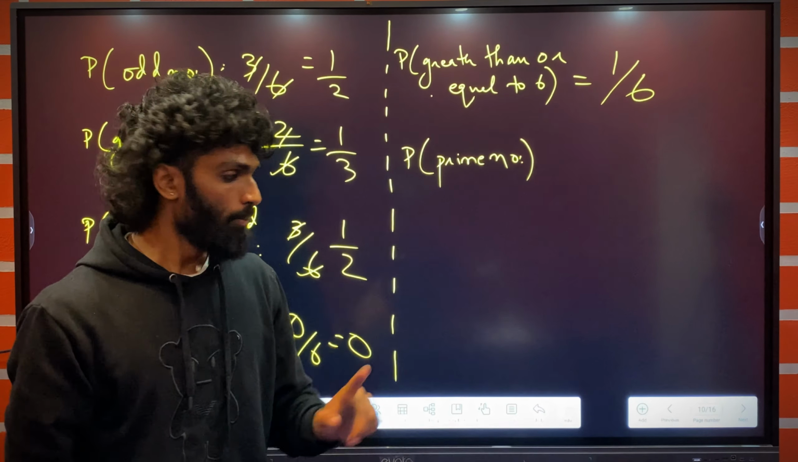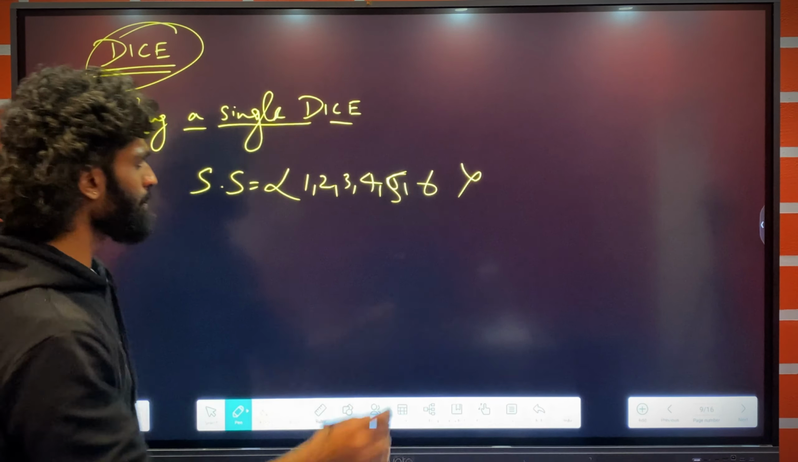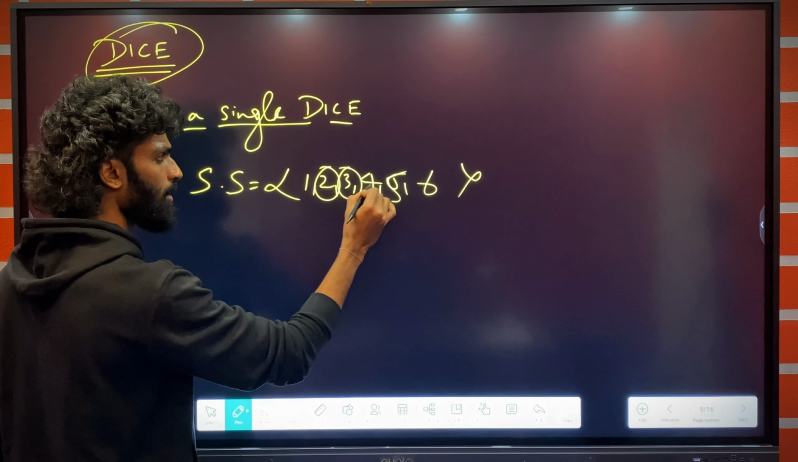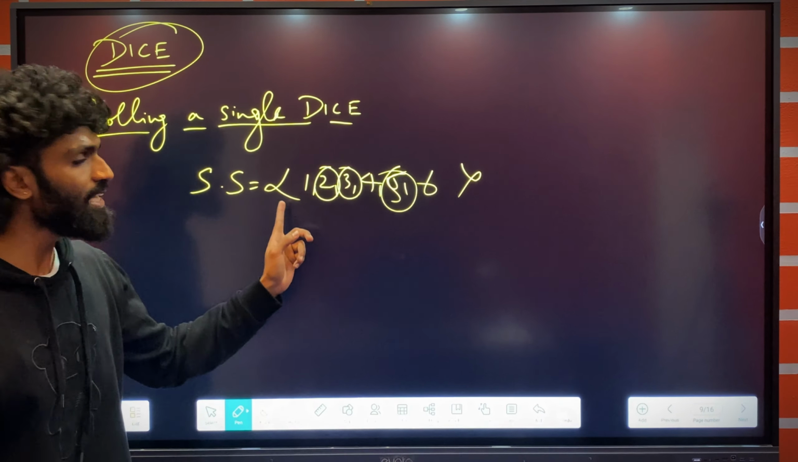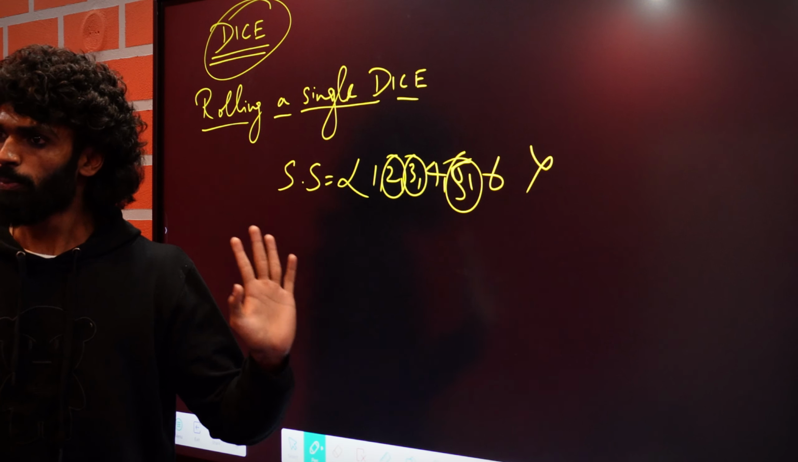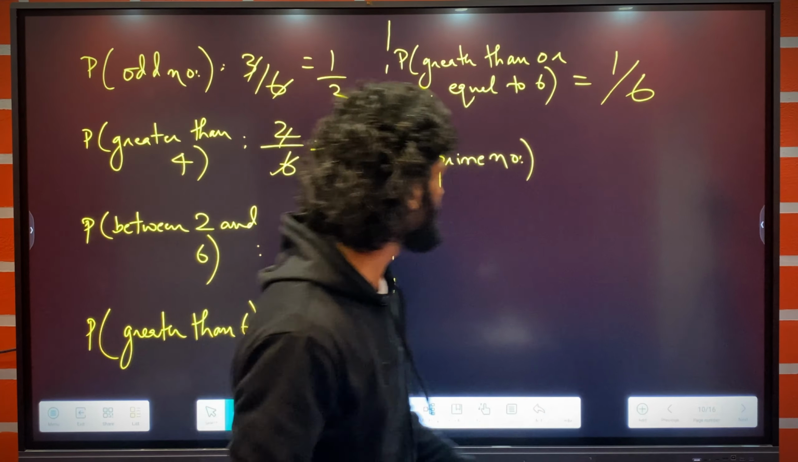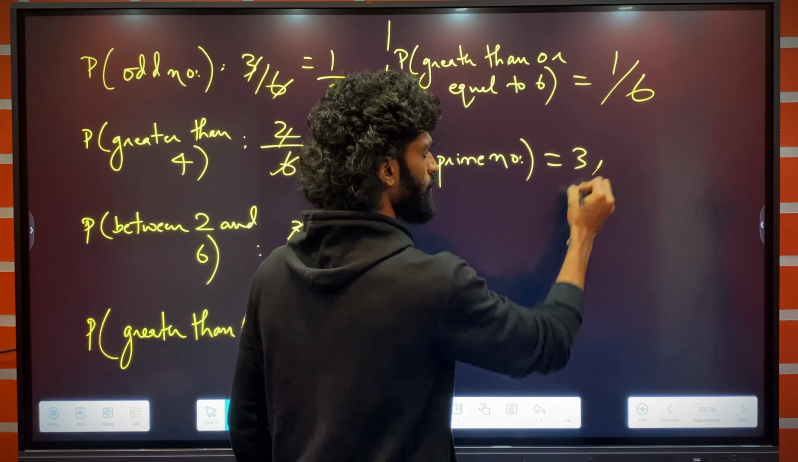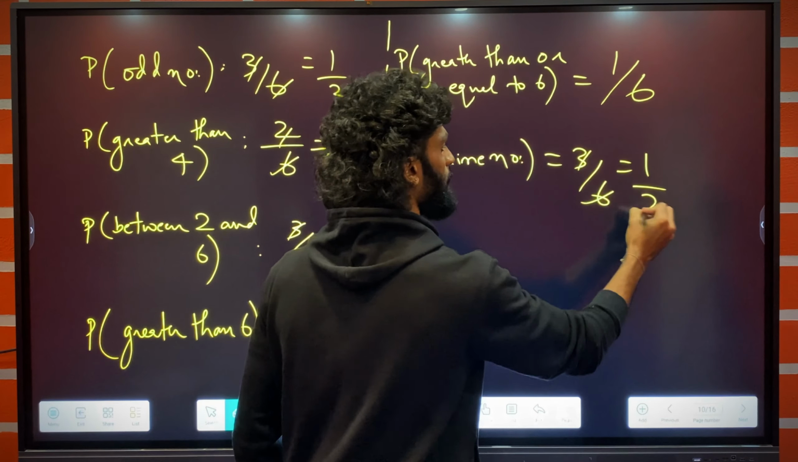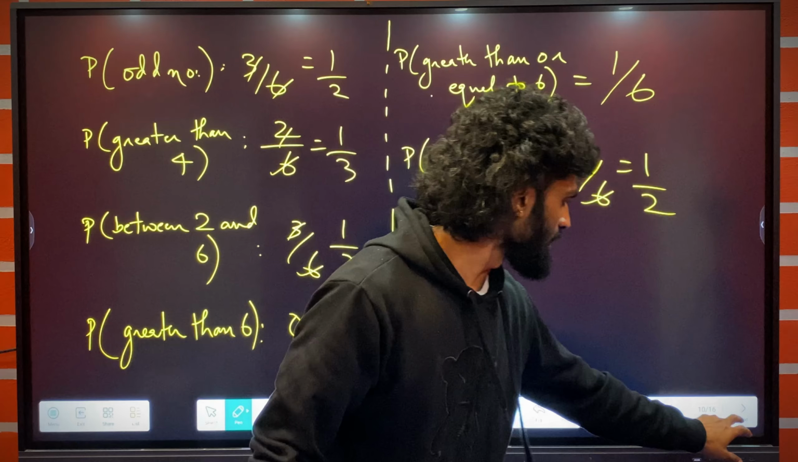Prime number. Careful, this is important. Prime numbers are 2, 3, 5. One is neither prime nor composite. Prime numbers start with 2. So 2, 3, 5, totally we have 3 entries out of 6, the answer is 1 by 2. Getting it? So a single die was done.